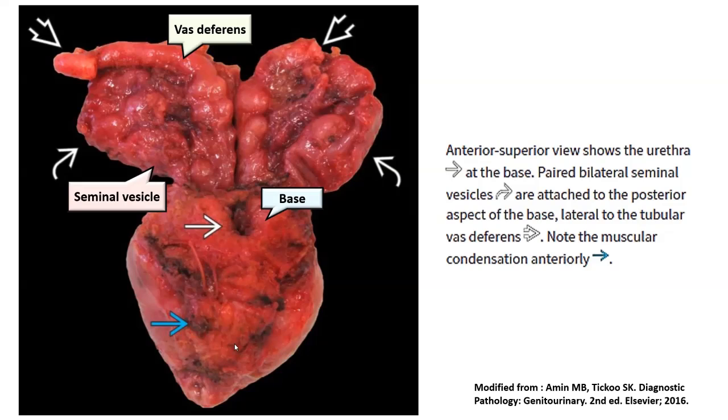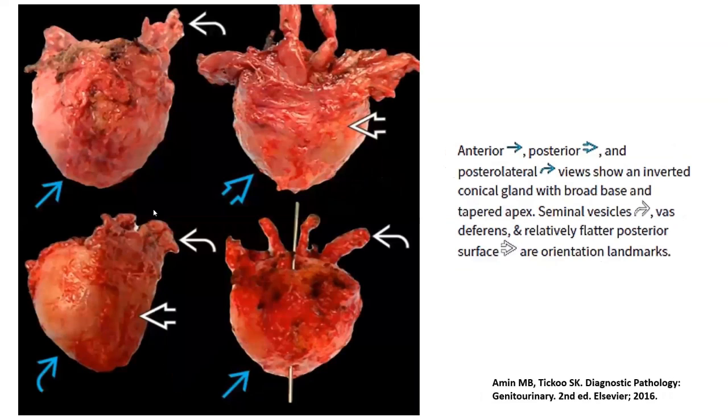You have a small amount of condensation of the fibromuscular stroma, which you see on the anterior aspect of the prostate, marked out in blue. You will see the same when it comes to the histology, the whole mount sections that we shall see subsequently. So that's the way of orienting the prostate. Pay attention to the insertion of the seminal vesicle and the ductus deferens, which points out the posterior superior aspect of the prostate, and the rest of it is then easy to decipher.